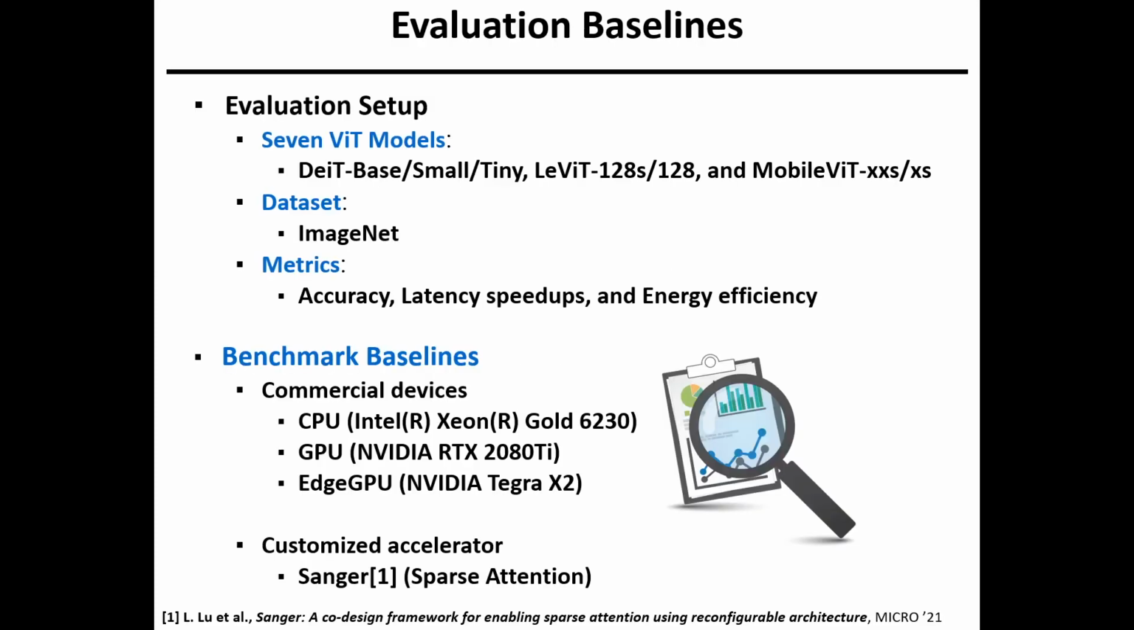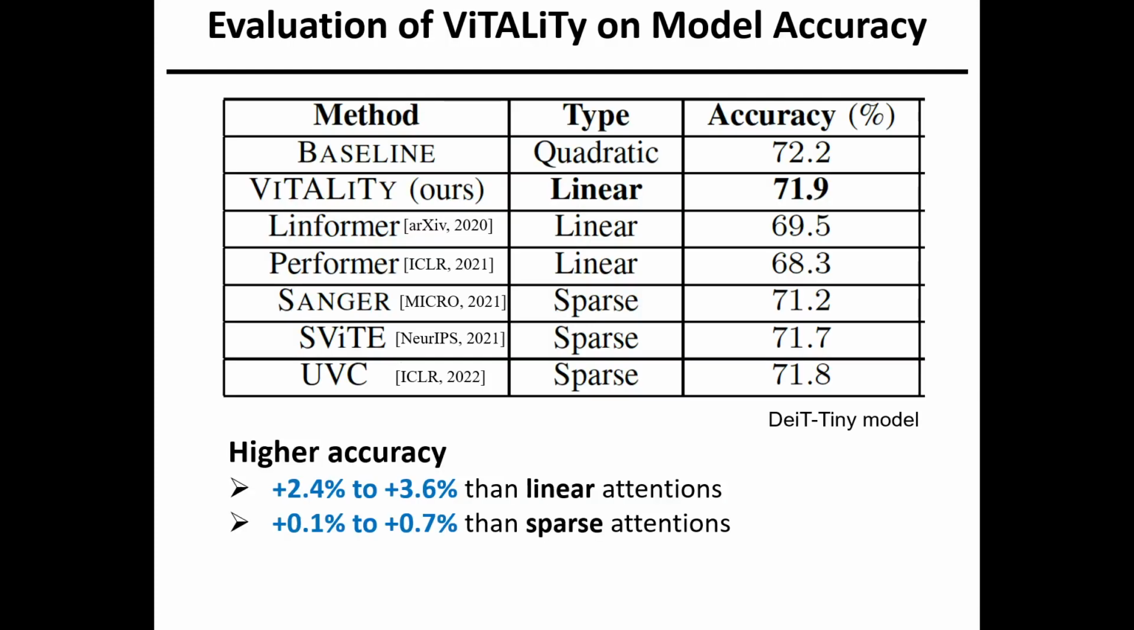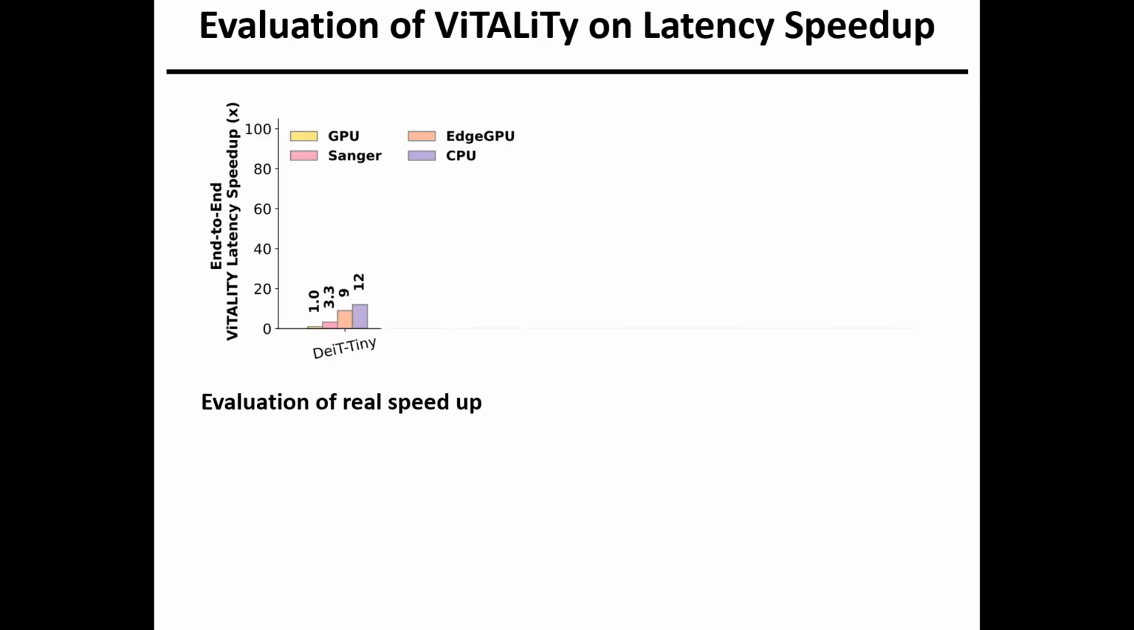Then, let me share the evaluation results. We evaluate ViTALiTy across 7 vision transformer models, and we compare it against SOTA hardware baselines, including commercial CPU, GPUs, and a customized accelerator, the Sanger accelerator, which adopts sparse attention. For fair comparison, we adopted a comparable hardware budget for our accelerator and the baseline Sanger accelerator. The accuracy of our proposed algorithm outperforms linear and sparse attention baselines. And this figure shows the relative speedup of the ViTALiTy accelerator compared to the 4 hardware baselines.